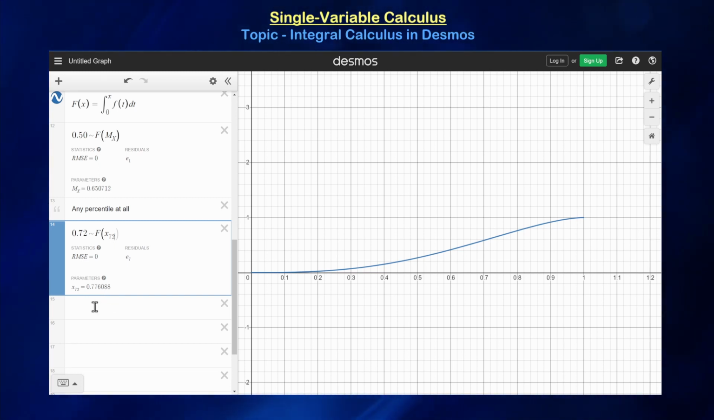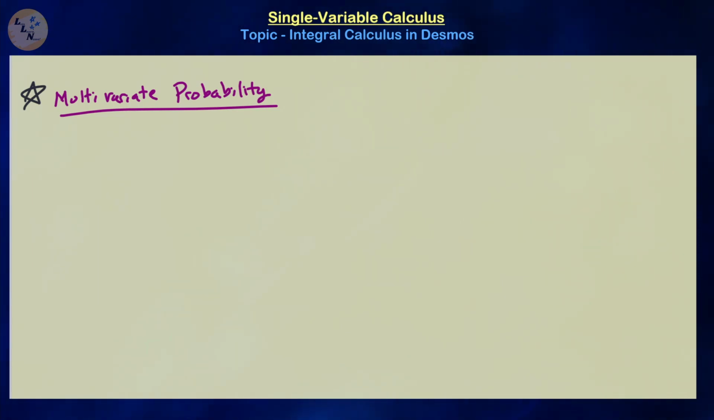So 72% of the data lies to the left of x72, and 28% of the data lies to the right of the 72nd percentile. And that's the basics associated to single variable probability theory in Desmos. Although a lot of problems can be simplified to single variable probability theory, most practical applications definitely involve more than one variable, which of course introduces the concept of multivariate probability theory.